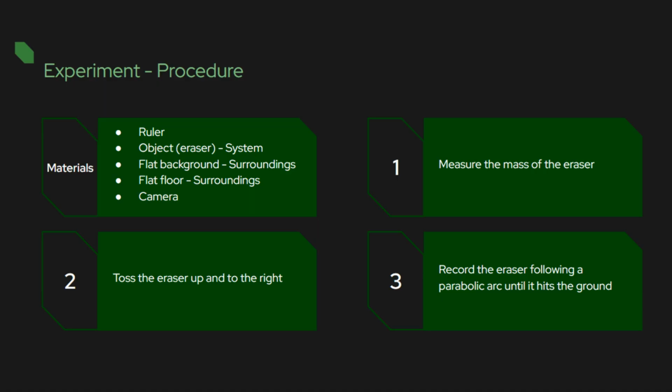Moving on to procedure, we need a ruler and object. We use an eraser as our system, a flat background and floor as surroundings, and a camera. Step 1. Measure the mass of the eraser. Step 2. Toss the eraser up into the air. And step 3. Record the eraser following a parabolic arc until it hits the ground.